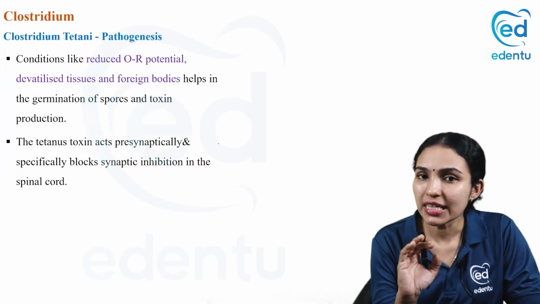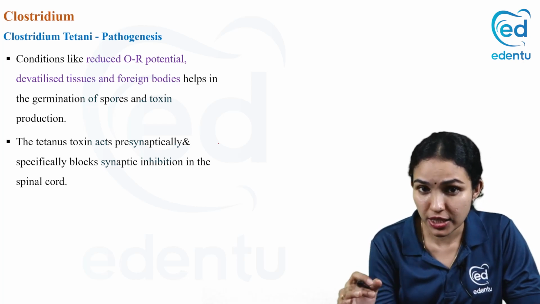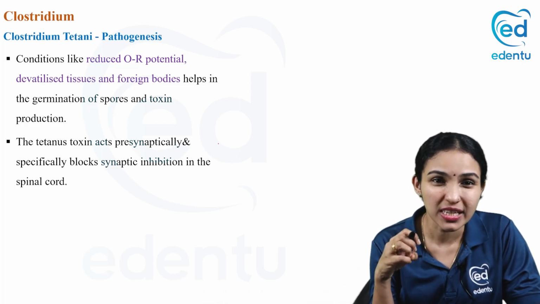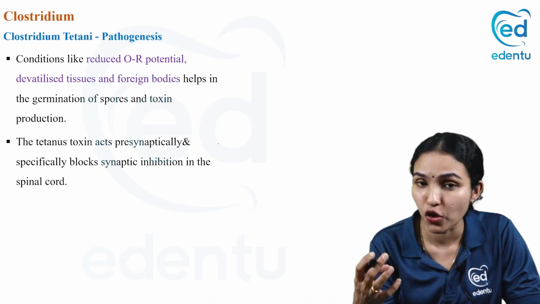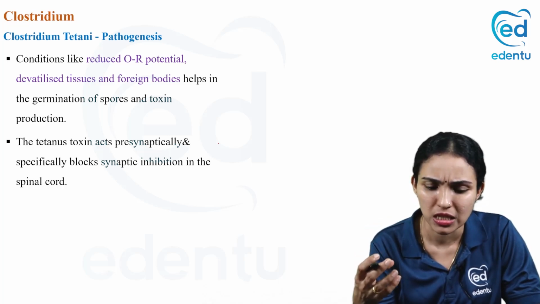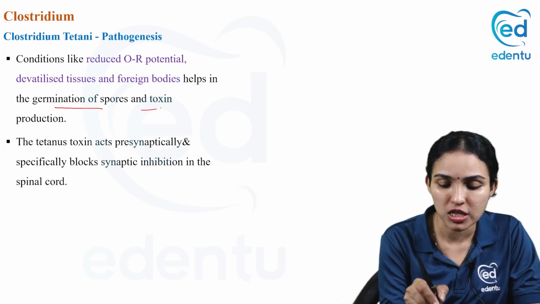Conditions like a reduced oxygen redox potential and devitalized tissues, as in a crush injury where there is a lot of devitalization of tissues, and the presence of foreign bodies like soil, dust, or cloth, all help in the germination of spores and toxin production.